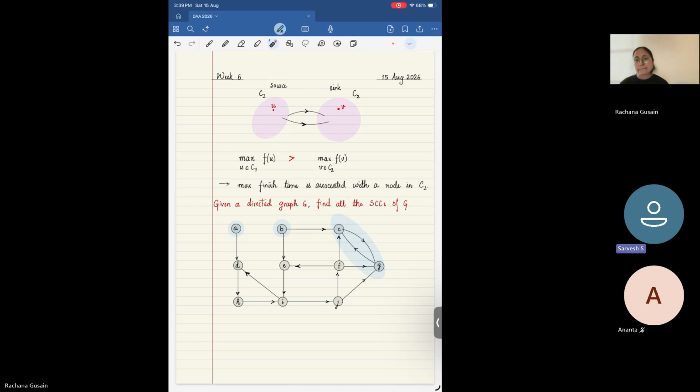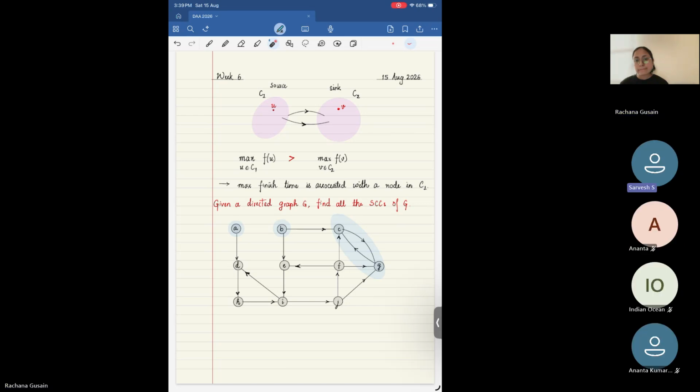Ma'am, D, H, and I together form a component. Because it's a cycle, if I take any pair of vertices among these three, you will be able to reach from one vertex to the other. That is true. So it's a strongly connected subgraph of the entire graph. Can I extend it any further? Can I add more vertices to this and still have the strongly connected property true?